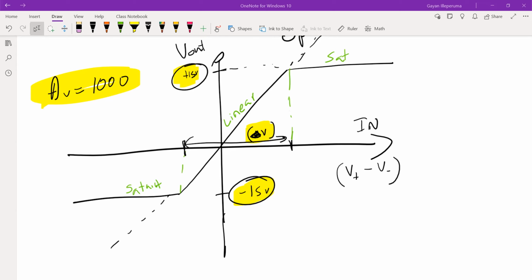So, what about you? I think Harini and Petum had finished. Okay, you have finished as well. Yes, the answer is correct. Minus 15 millivolts to plus 15 millivolts.